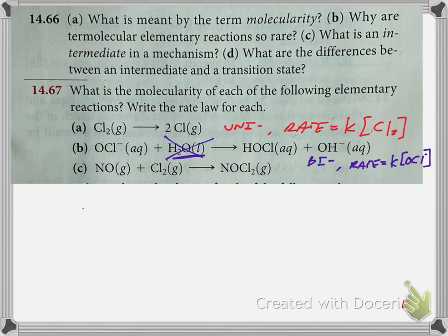And then, of course, the last one is another bimolecular, and they're both gases, so they both have concentrations, no pure solids or pure liquids, and so therefore both of them get to play. Their coefficients give me their reaction orders because it's elementary. If it wasn't elementary, the coefficients wouldn't give me the reaction orders. I'd have to determine it experimentally.